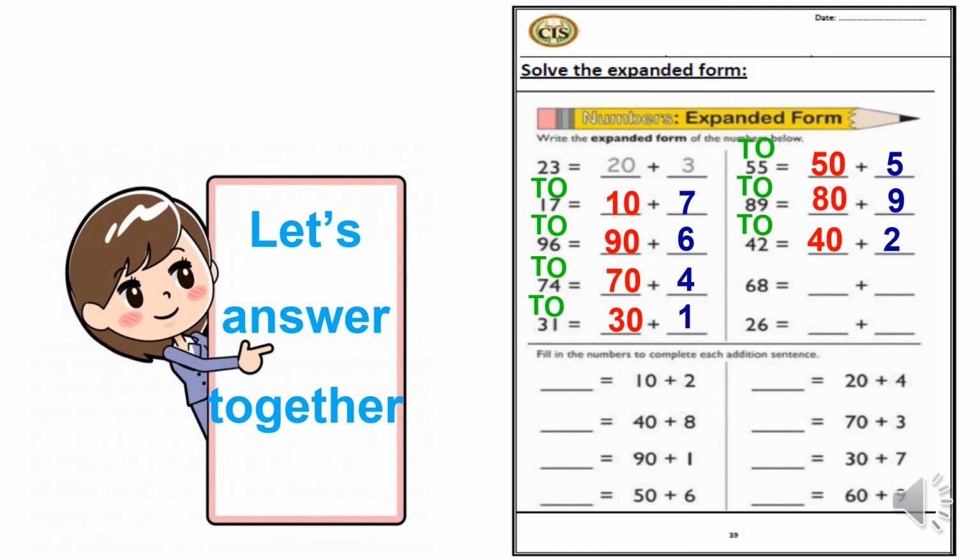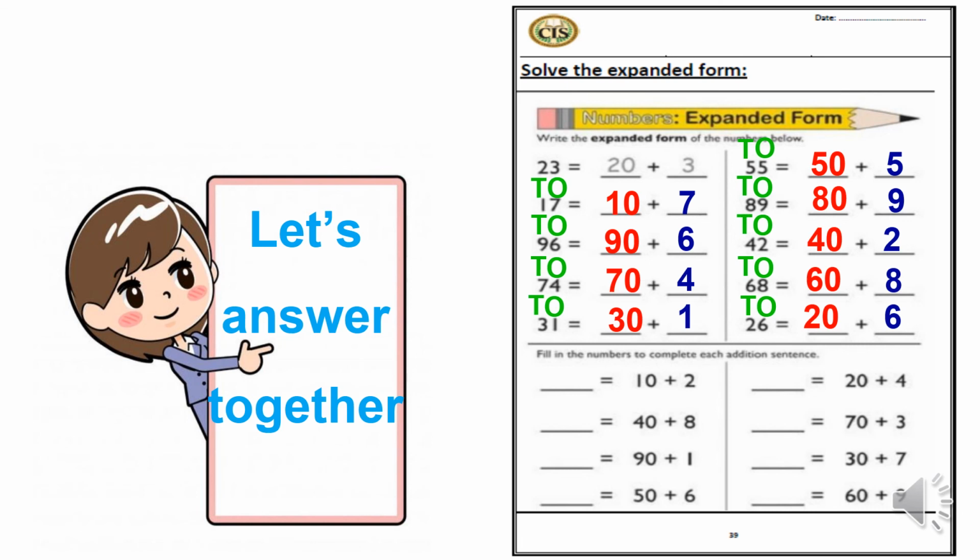Next we have here 68. We put places, ones, tens. 8 in ones, so its value equals 8. 6 in tens, so its value equals 60. The last one here we have 26. We put our places. We have 6 in the ones place, so its value will be 6. 2 in the tens place, so its value will be 20.